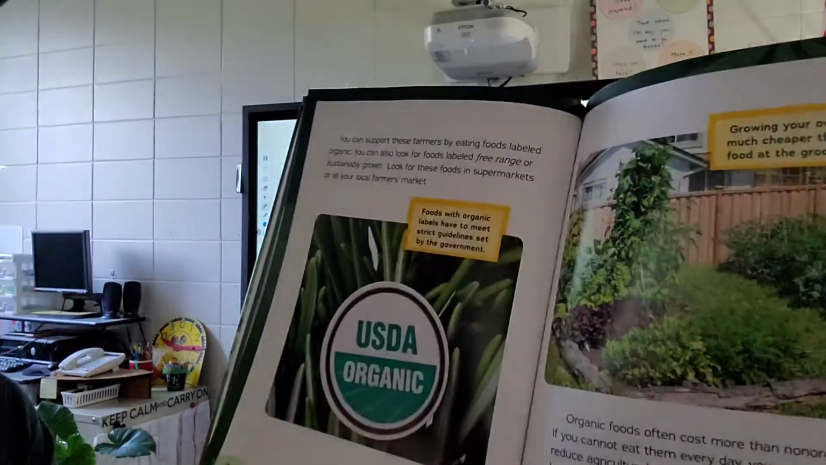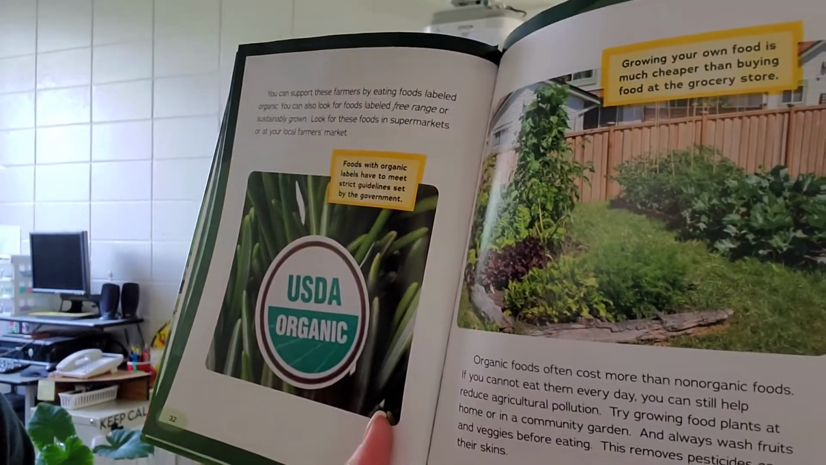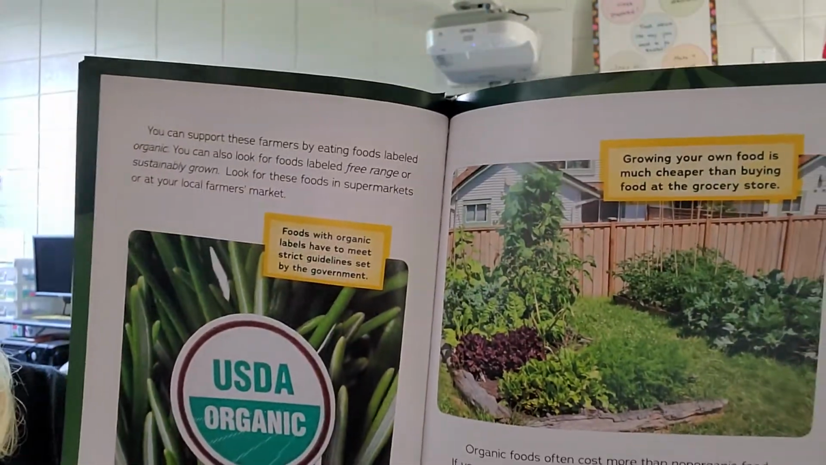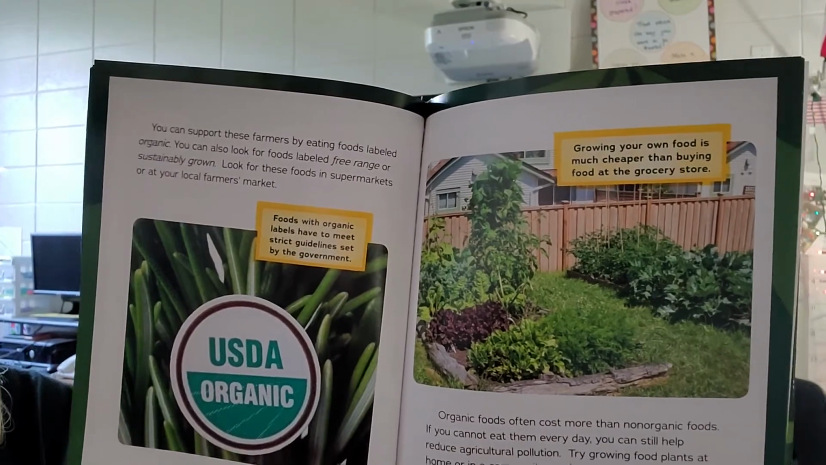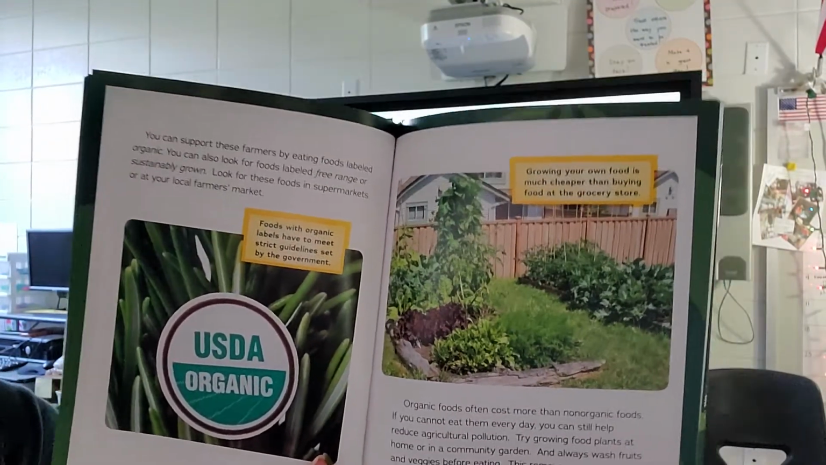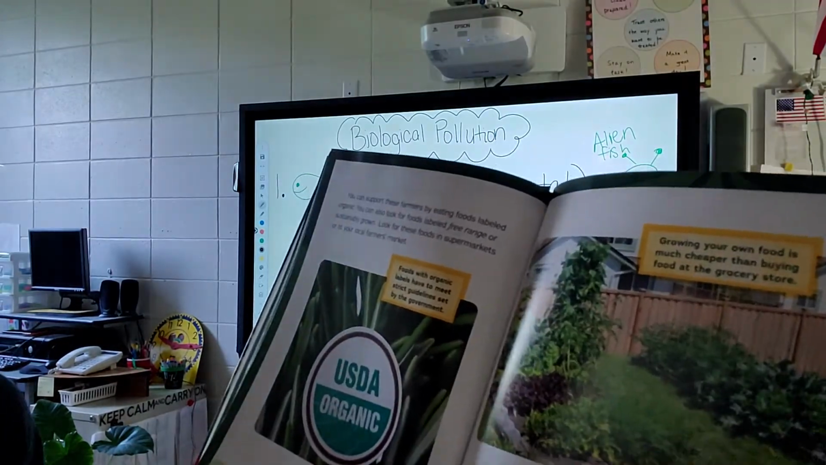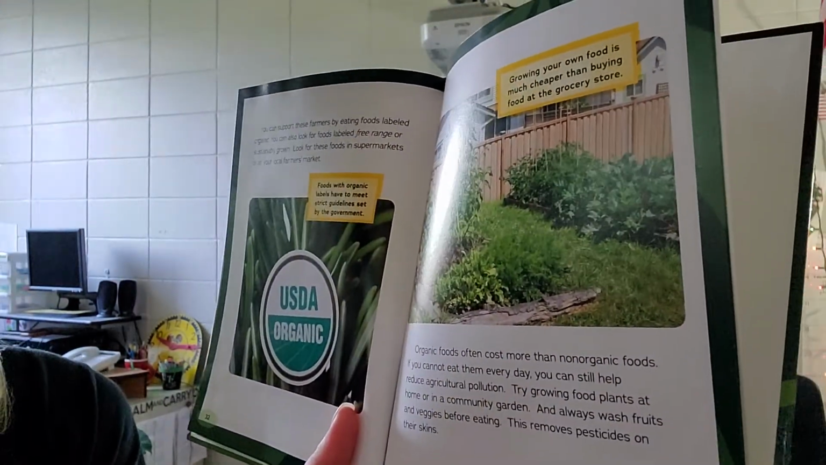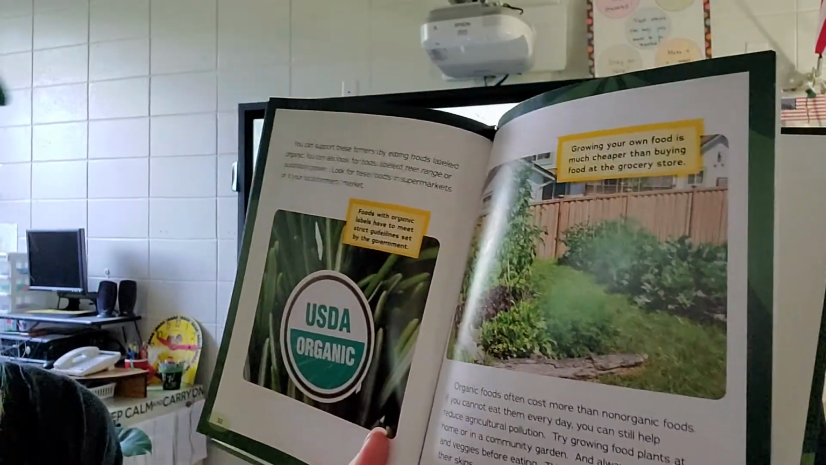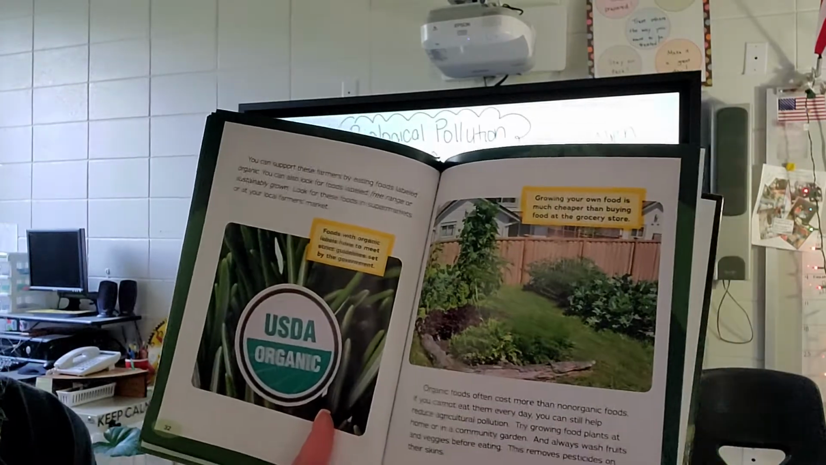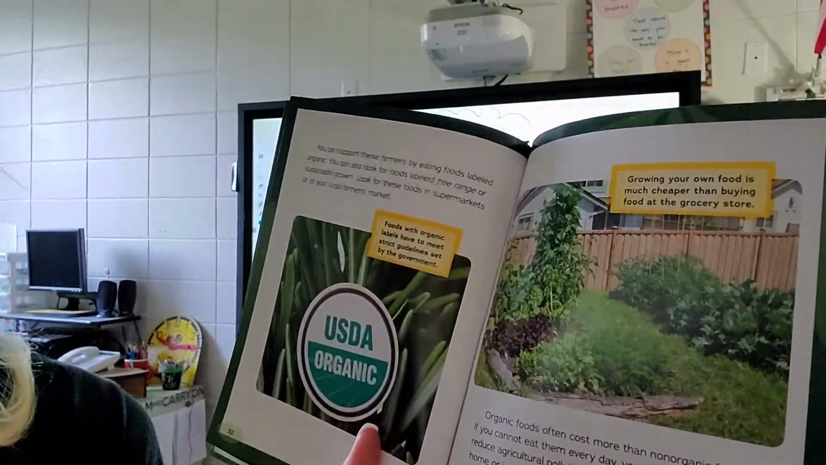You can support these farmers by eating food labeled organic. Have you all seen organic ever in the grocery store or gas station? Organic. That is raised by farmers. So organic is raised by farmers. It's natural. It's not made by humans. Or it doesn't have chemicals and stuff in it.